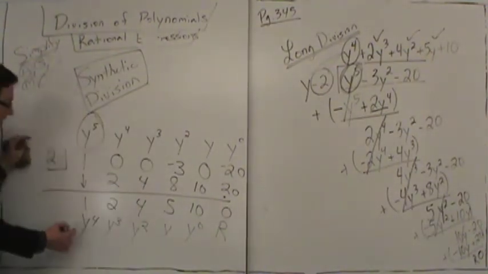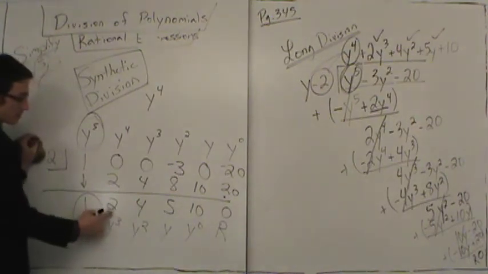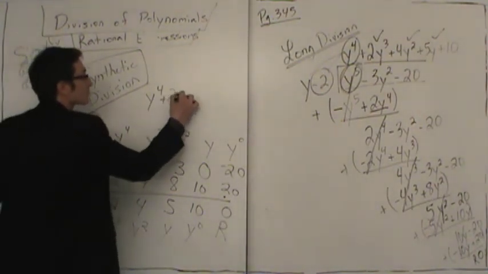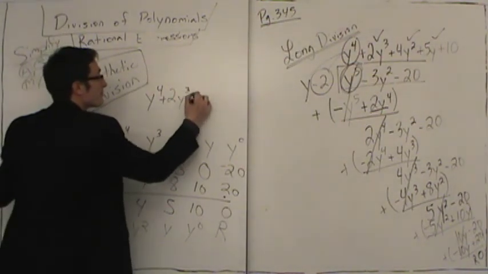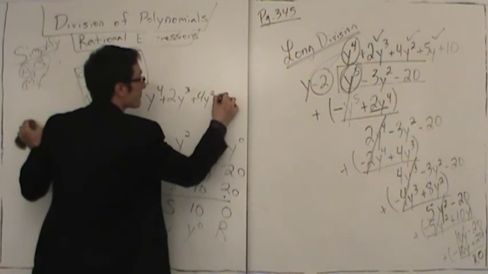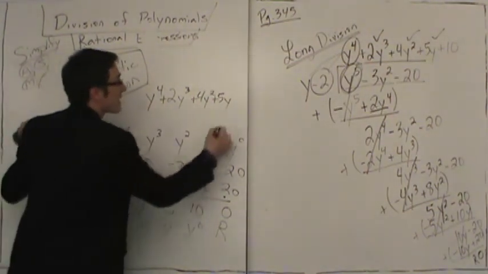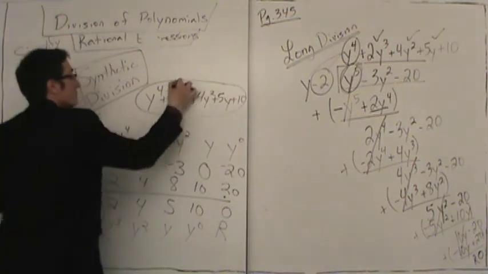Finally, glue your answer back together. We have 1y to the 4th, which is written as y to the 4th, plus 2y cubed, plus 4y squared, plus 5y, and plus 10. Okay? And that is the final answer. And that concludes this video. All right?